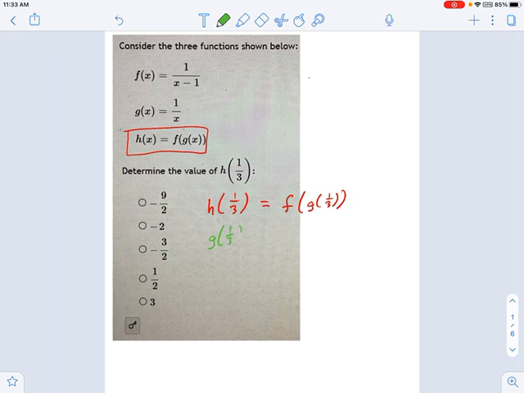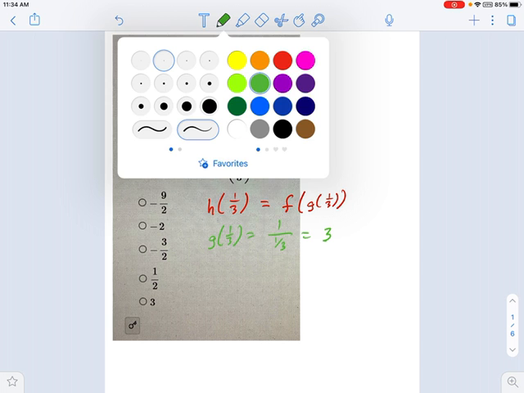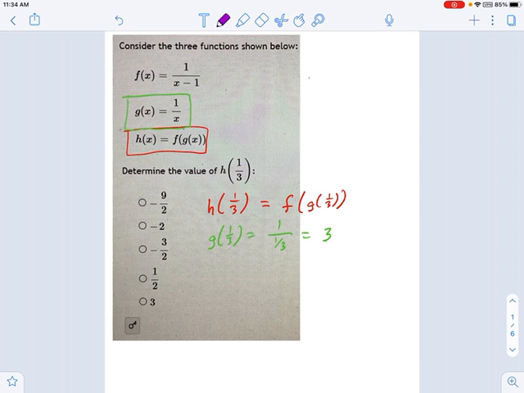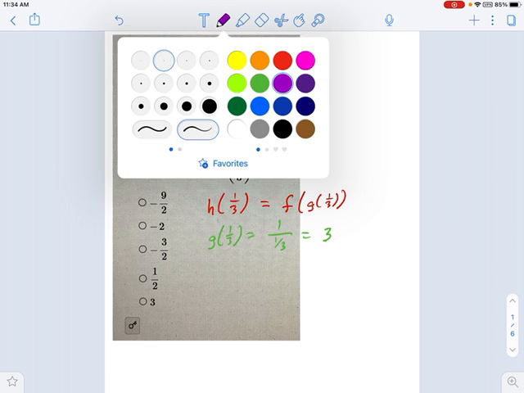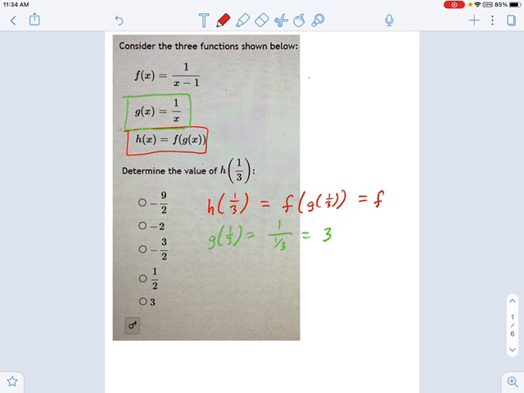G of 1/3 is equal to, remember this is your g equation up here, 1 divided by 1/3. We put 1/3 in for x. Now 1 divided by 1/3 is 3. You can do keep, flip, change, or whatever method you like, but that means g of 1/3 is 3. And now I want to know what happens if I stick 3 in here. Hold on, let me write this. This is going to be f of 3 now. Can you see that? G of 1/3 is 3, so we stick that into the f function.